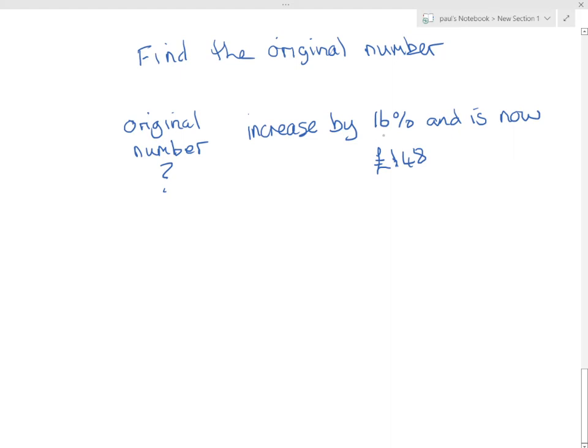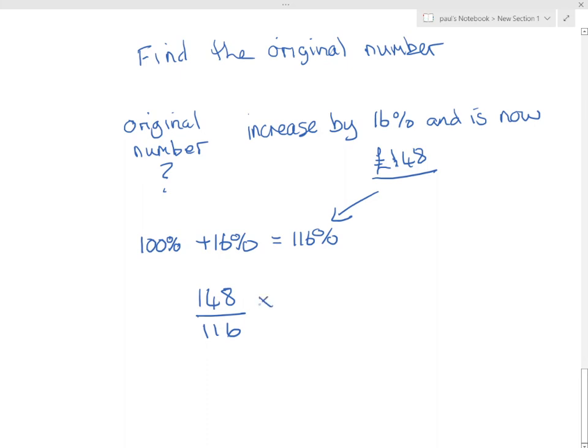So what you've got to do is find out what percentage this £148 represents. Well, the original is 100%. Then we've increased it by 16%, so that will equal 116%. So the 148 is 116% of the original value. If we take the 148 and divide it by 116, that will in effect be finding out what 1% is. We're not really bothered with that because we just want to find out what the original 100% is.